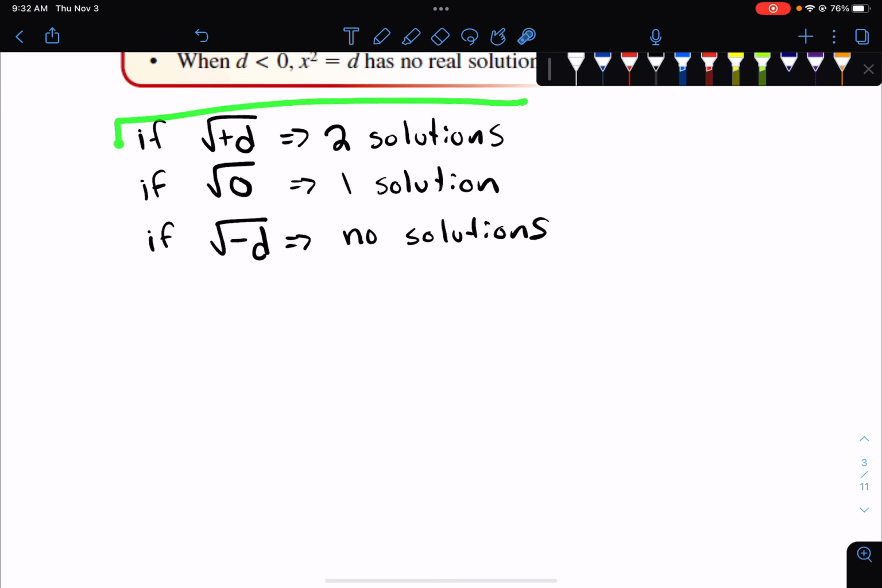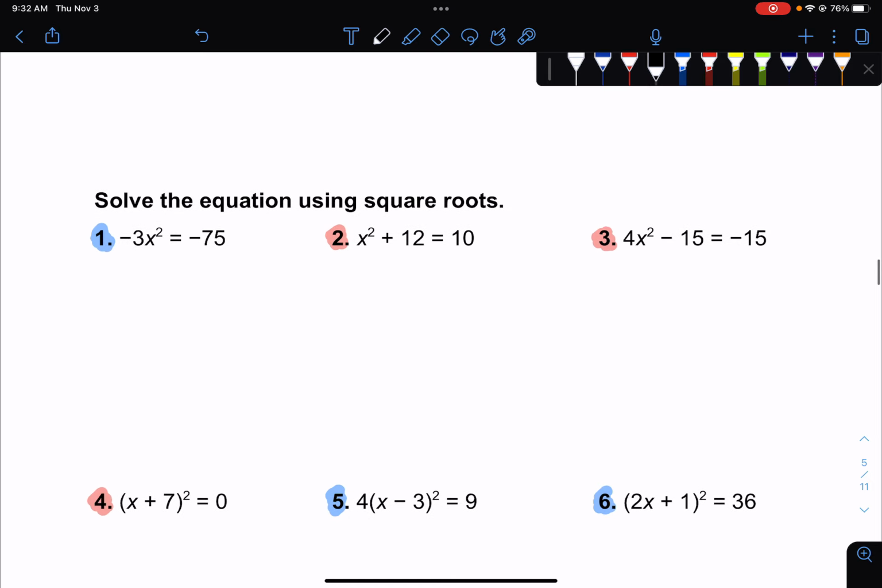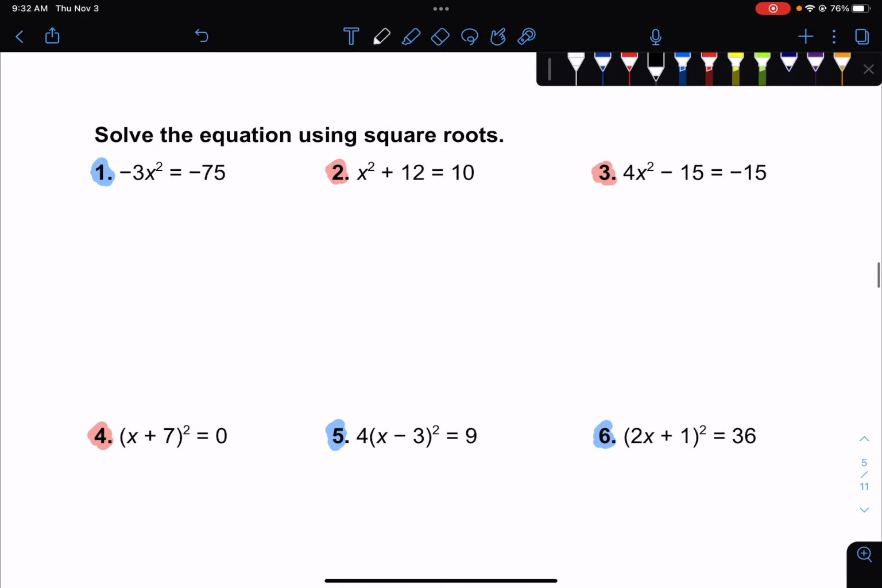So make sure this is written down in your notes. If you need to pause the video, pause the video. All right, let's do some examples, okay? We're going to do all 6 of these because some weird stuff's going to come up that you haven't done before with solving these equations.